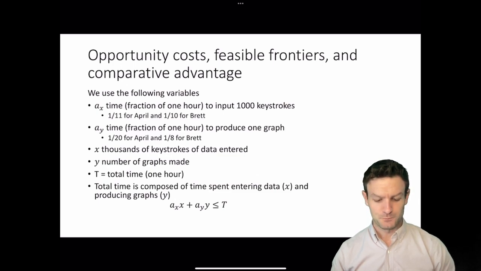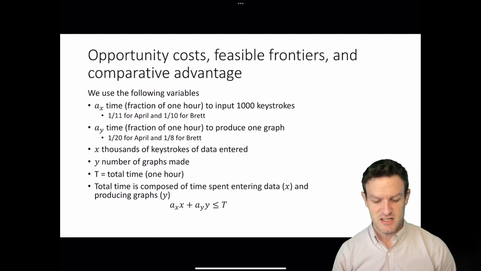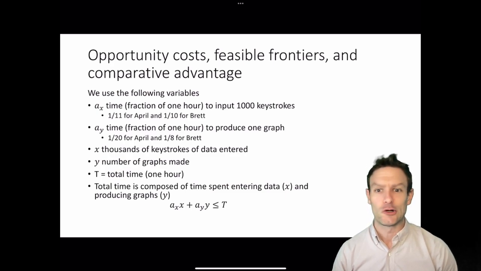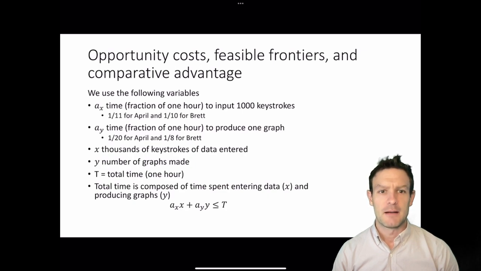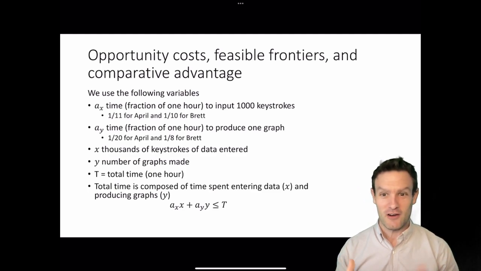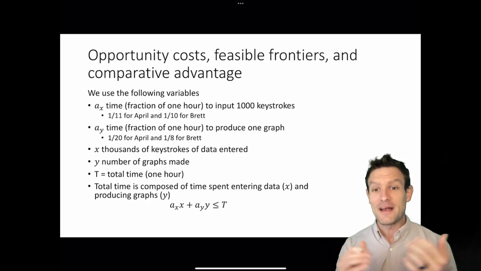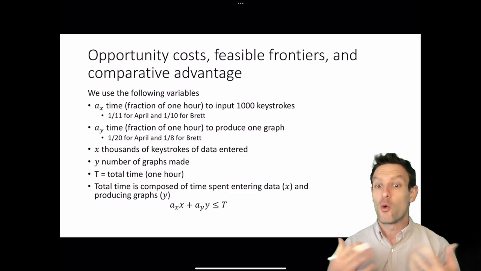Okay, now, to unpack this idea of the opportunity costs, we've got some different notation here. The first thing we're going to talk about is the fraction of time that is required in order to produce either one of the units. For the X good, we can see that April requires 1/11th of 1 hour to produce 1,000 keystrokes. Remember, on our x-axis, 1,000 keystrokes is 1 unit of x. She produces 11,000 keystrokes in an hour. Therefore, the fraction of an hour required to produce 1,000 keystrokes is 1/11th. So 1/11th of an hour to produce 1,000 keystrokes, or 1 unit of x.